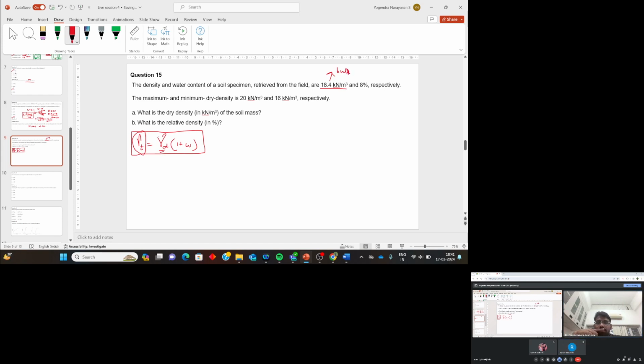Okay. So it will be 18.4 equal to gamma D into 1 plus 0.08. So gamma D will be 18.4 divided by 1 plus 0.08, which will be 17.037. All right. Yes, sir. Kilonewton per meter cube.